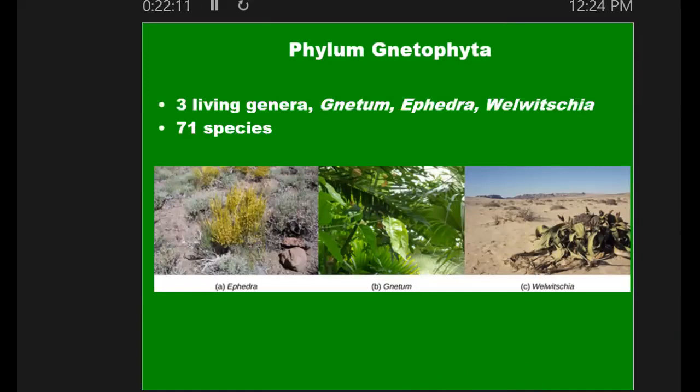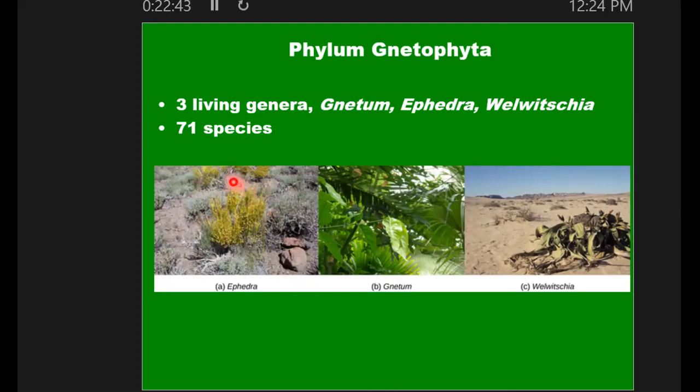Okay, and then the last group, Gnetophytes, phylum Gnetophyta. There's only 3 genera left. So again, lots have gone extinct. So the genus, the first word there, Gnetum, the G is silent. Gnetum, Ephedra, that might sound familiar to some of you. And then Welwitschia. And so within those 3 genera, there's 71 different species. And so you're seeing representative pictures of each.